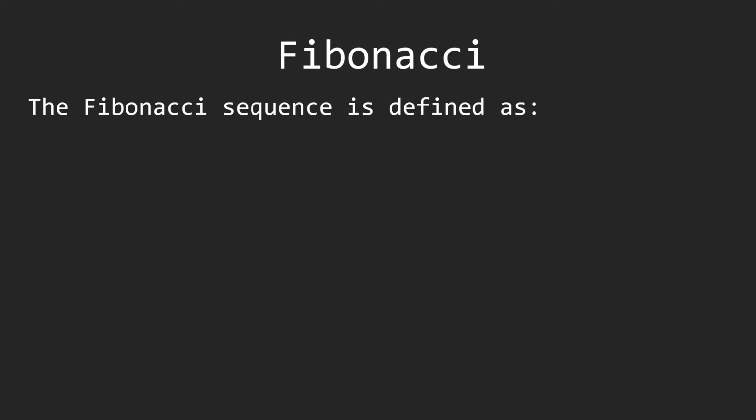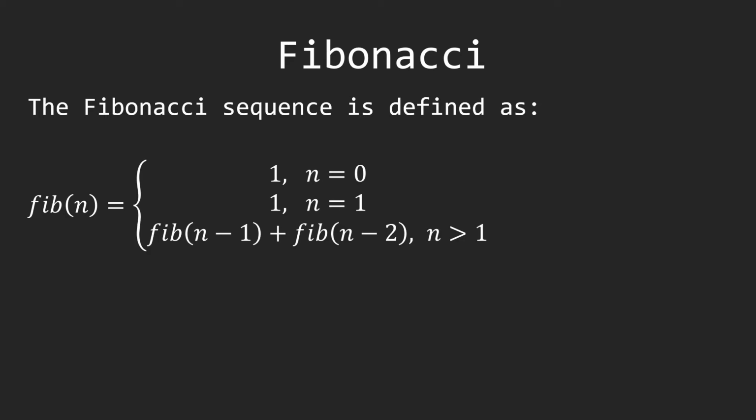So the Fibonacci sequence is defined in a mathematical way as fib n is equal to 1 if n is equal to 0, 1 if n is equal to 1, and otherwise, if n is greater than 1, it's defined as fib of n minus 1 plus fib of n minus 2. So it's basically the sum of the previous number and the number before that. And depending on your definition, we might start at 0, we might start at 1, but in this case, I'll start at 1.